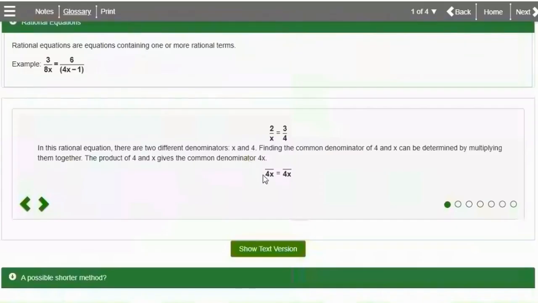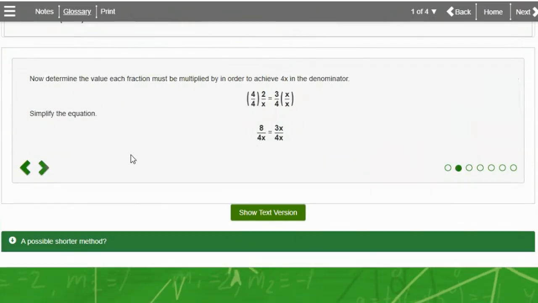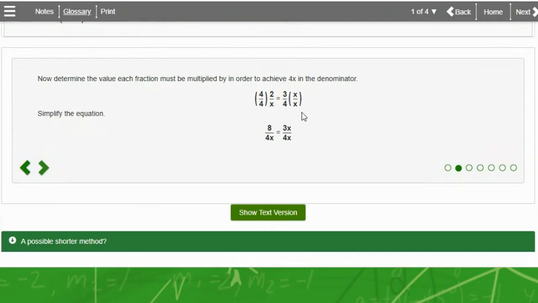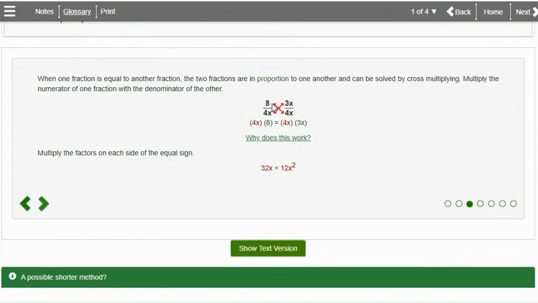Oh, love a good shortcut, right? Here's how they did it. They said, okay, we need to get 4x on both sides. So multiply 4 over 4 and x over x, like we looked at, to give 8 over 4x equals 3x over 4x. And now they're actually cross multiplying.